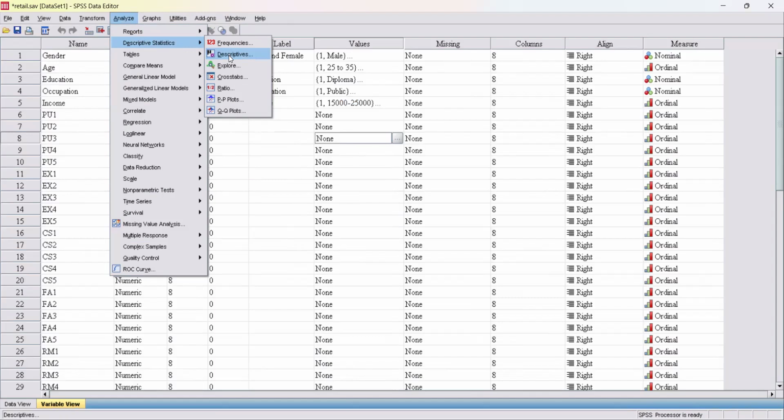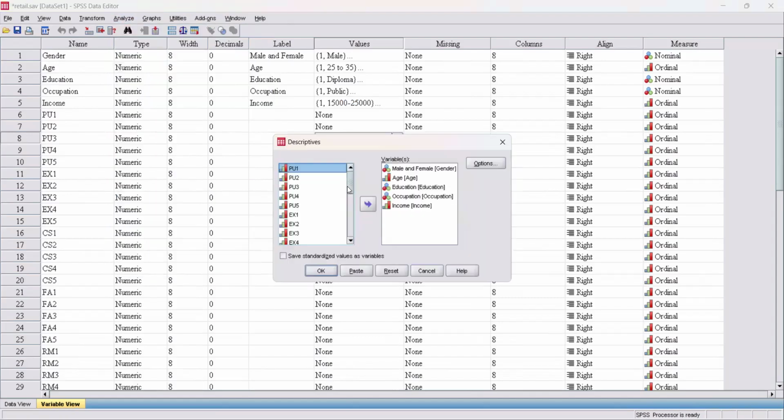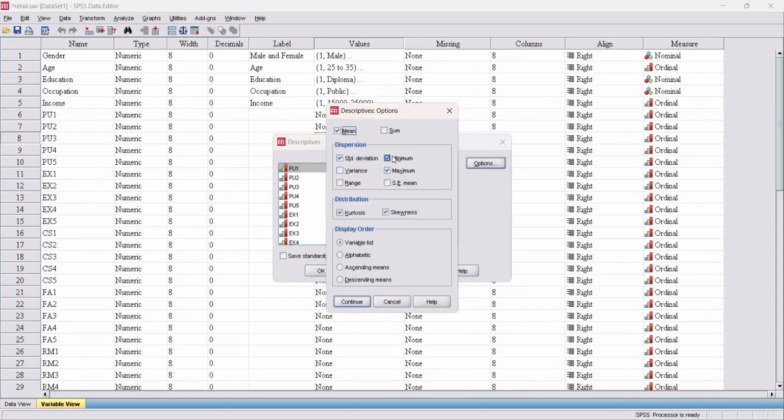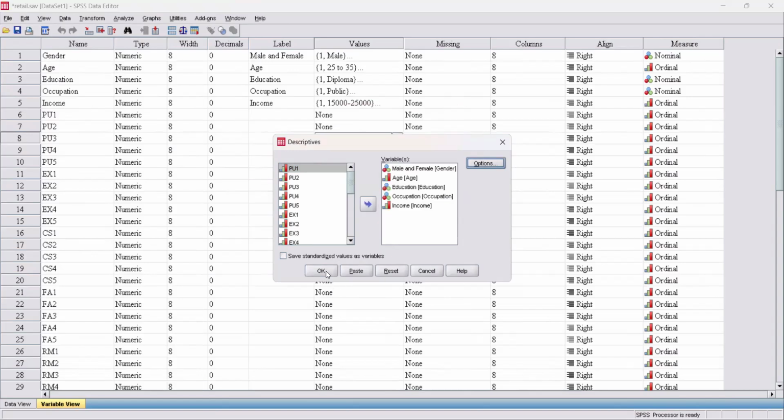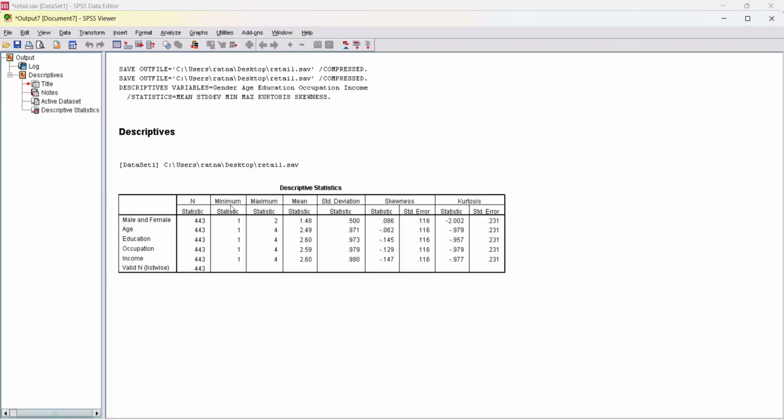Below Frequencies, we click on Descriptives, and we have taken these five demographic variables. Go to the Options. We need the standard deviation, minimum, maximum, and mean values. In the distribution, we select kurtosis and skewness. Click on Continue, click on OK. So our results have come.